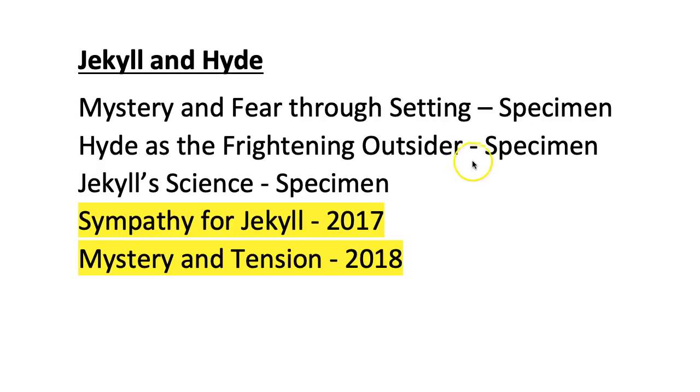So AQA has released some specimen papers, and we have Mystery and Fear, which was created through setting. Now look what happened last year. That question became Mystery and Tension. In other words, that's pretty much the same question. Now that's a good clue that the examiners are going to use the previous specimen papers to give us this year's question.